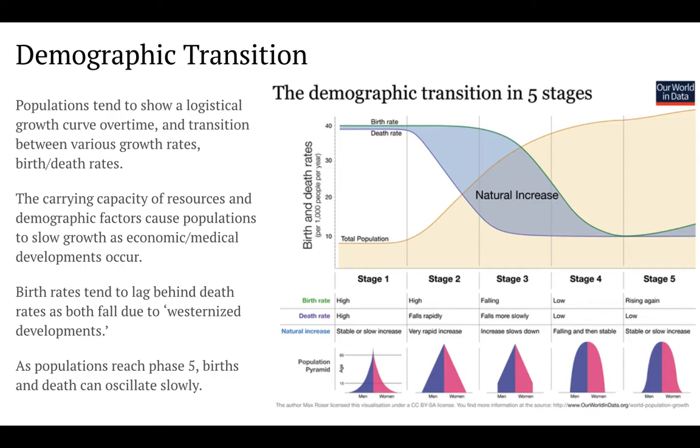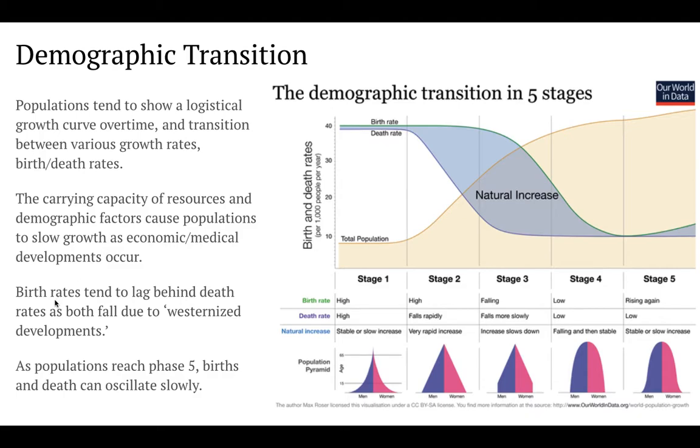Which brings us to the demographic transition model. The idea is that populations of any country tend to have 5 stages that begin with stage 1 and finish in stage 5. This is due to the logistical growth model, where carrying capacity and different density dependent factors cause differences in the growth rate as a reflection of deaths and births. The carrying capacity of resources can cause populations to slow growth, as well as economic or medical developments.